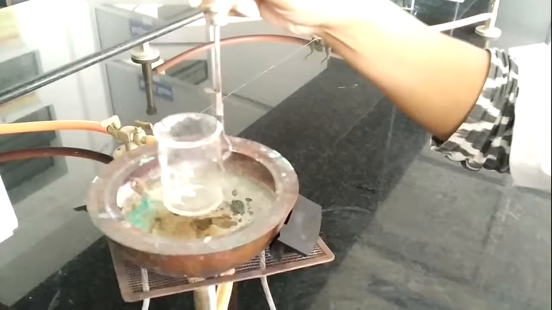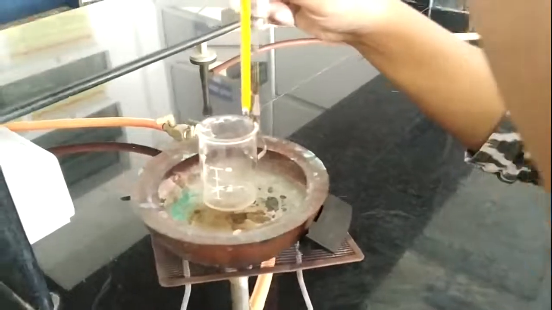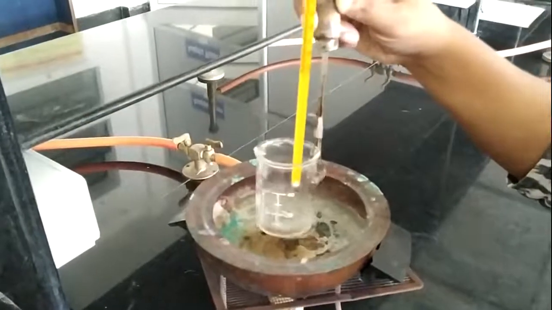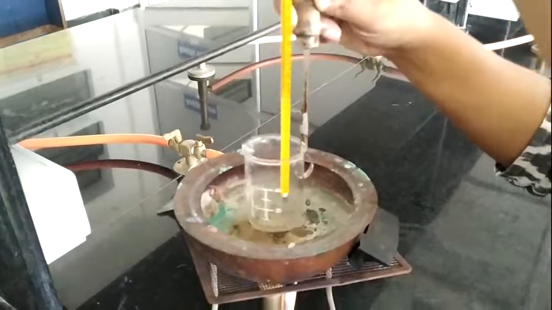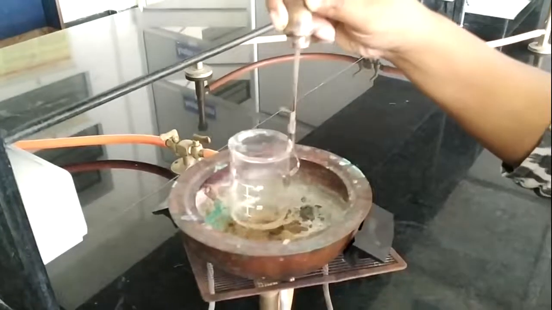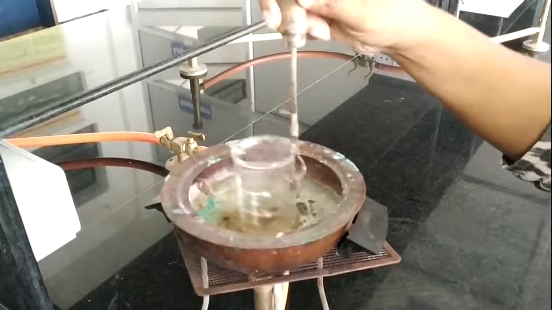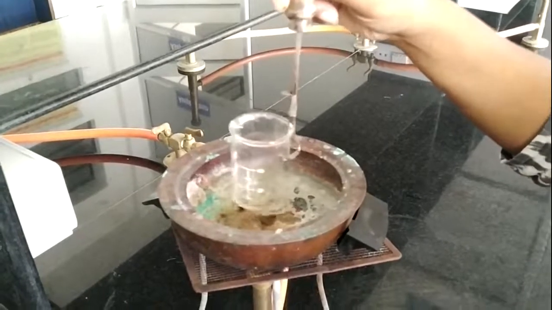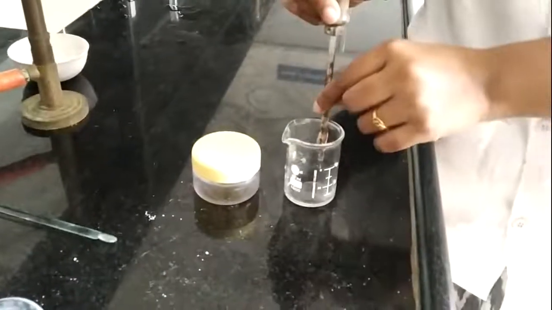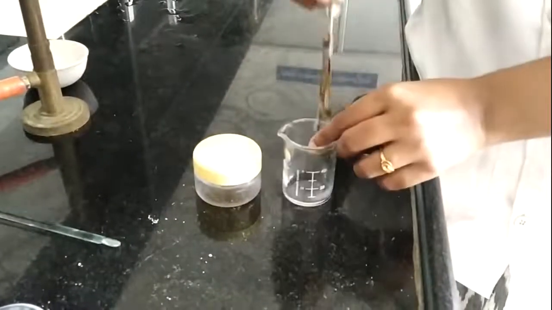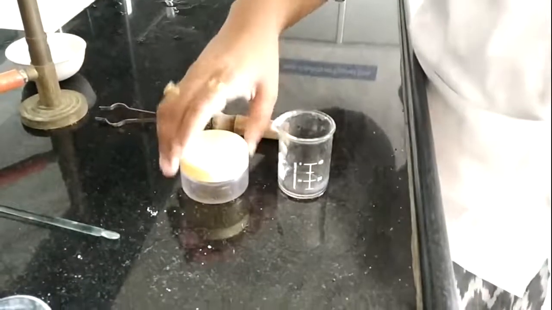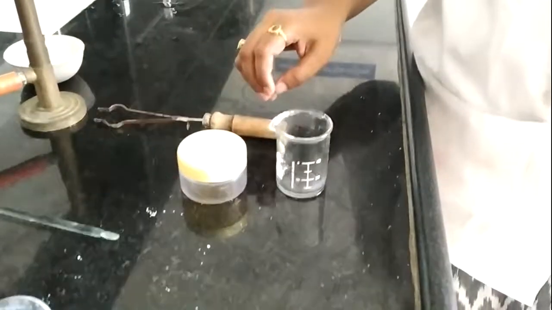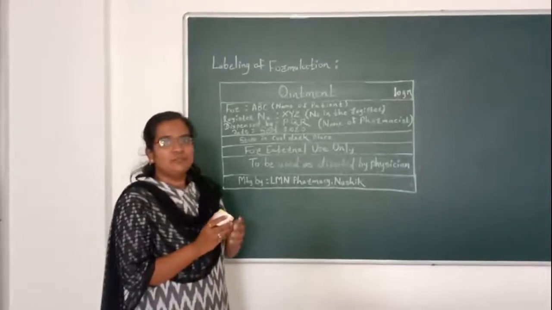Now the temperature becomes 40 degrees Celsius. So we will completely mix this, then I am going to transfer it. Now I am going to transfer this into this container, and after that we will proceed to the labeling part. So now we will move towards labeling.